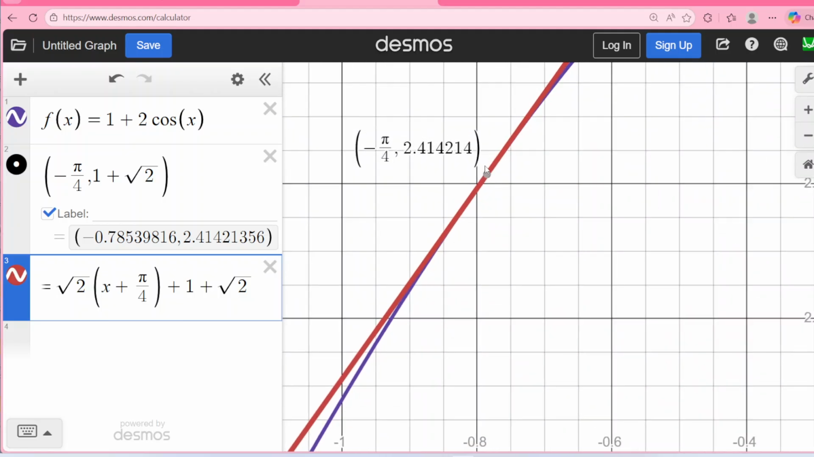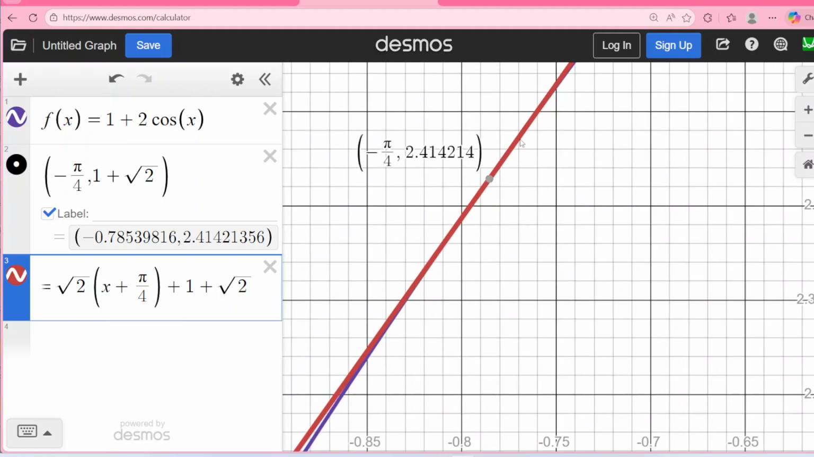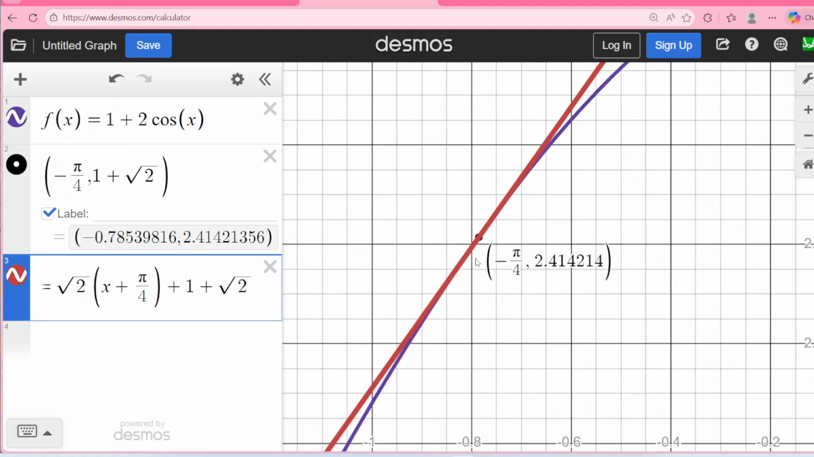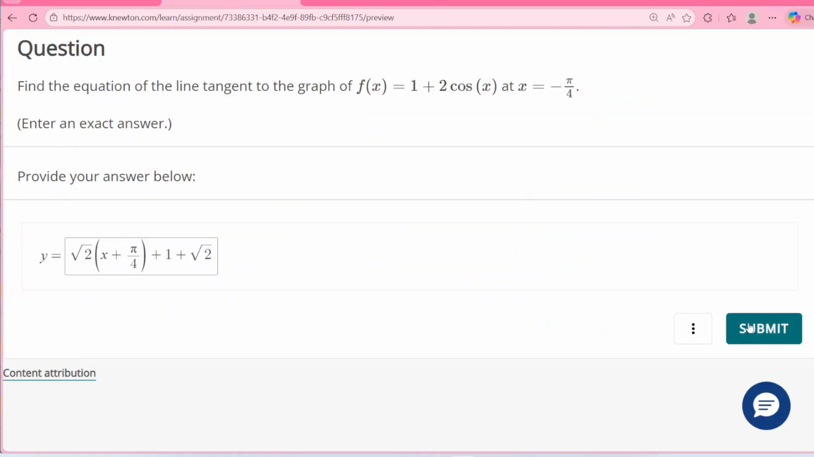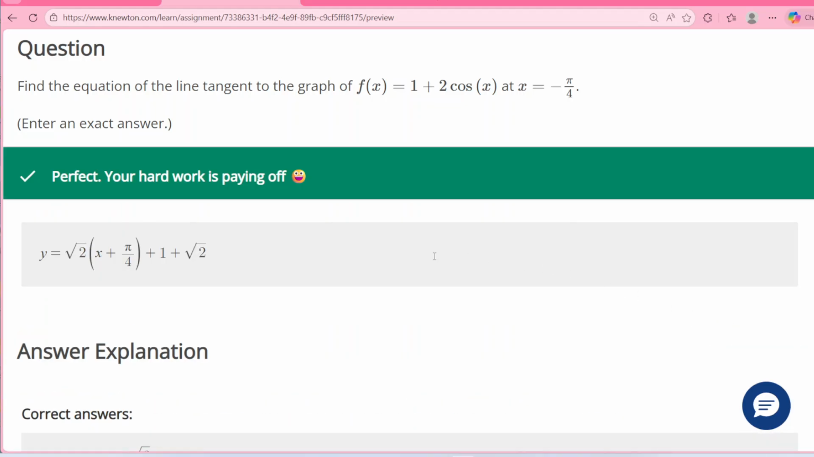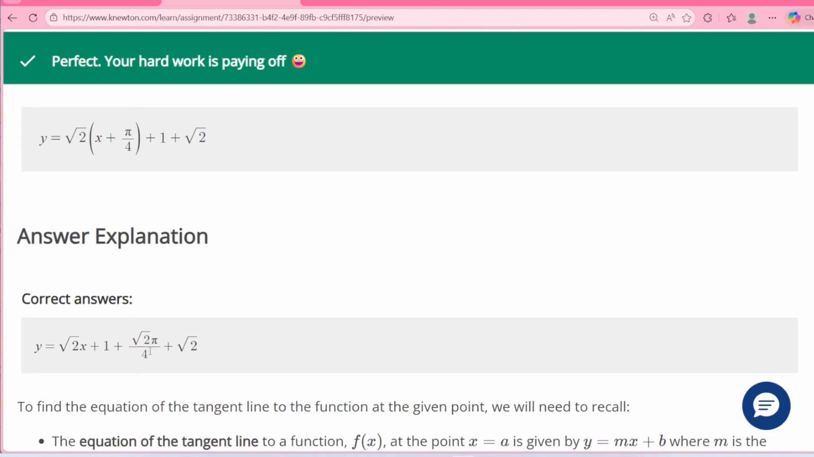And the closer and closer you zoom into that point, the better the line is at being like the curve, right? It's almost exactly like the curve the closer you get to that point. All right, so that's a great equation for our tangent line. And so this should be good. So I hit submit. Wonderful. So I'm assuming they distributed the square root of 2 there. But it's the same expression, right? It's something equivalent.